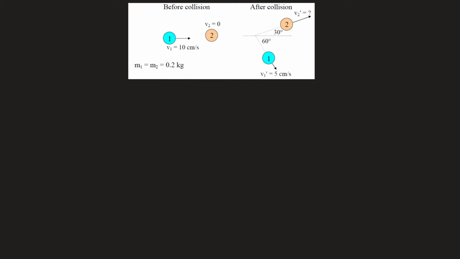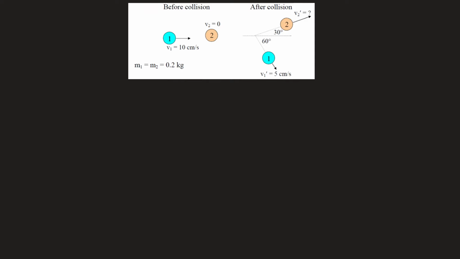In this two-dimensional momentum question, we have two masses, each 0.2 kilograms, one starting at rest and one moving at 10 centimeters per second, and it makes contact with the second mass, but not right in the middle. So they end up going off in directions that are not necessarily in the same plane of original motion. So this is why it's a two-dimensional motion example.